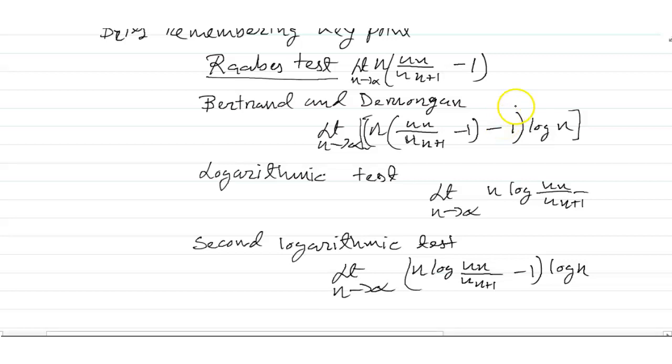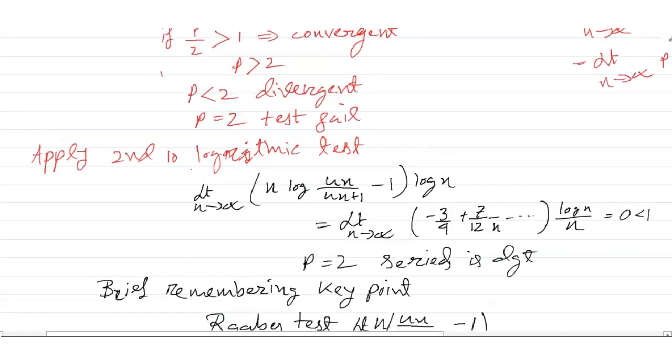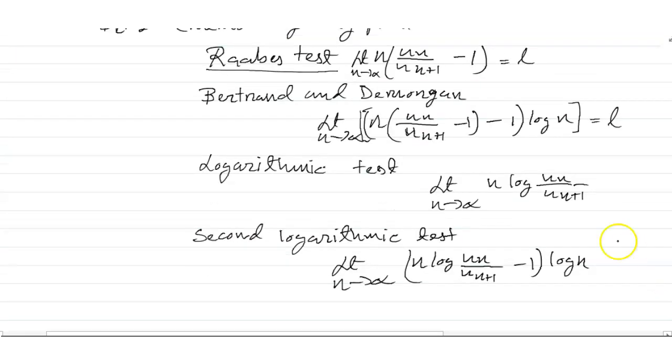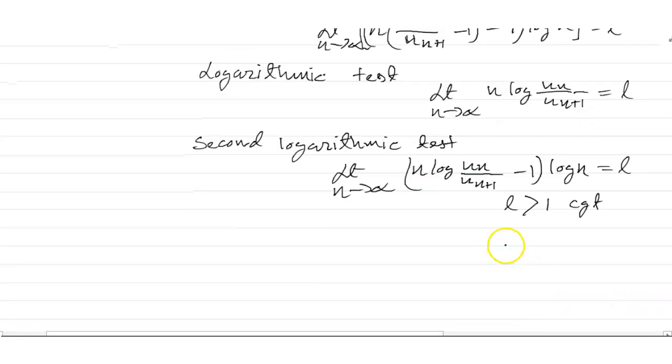Now everywhere you have to see that this value is L, all are L. If L is greater than 1, it is convergent; if L is less than 1, it is divergent; and if L equals 1, the test fails.